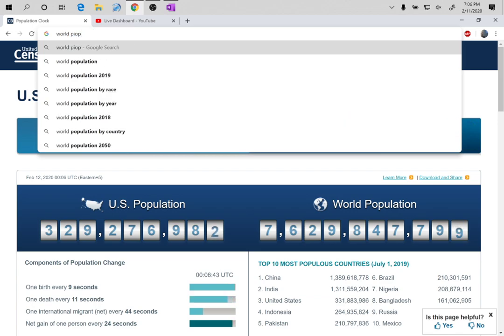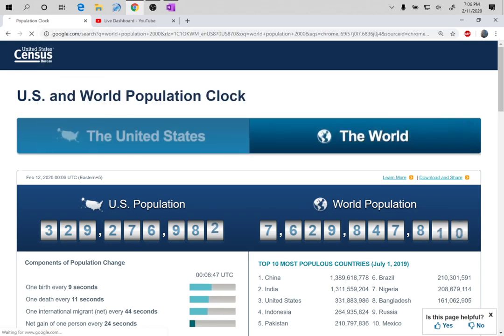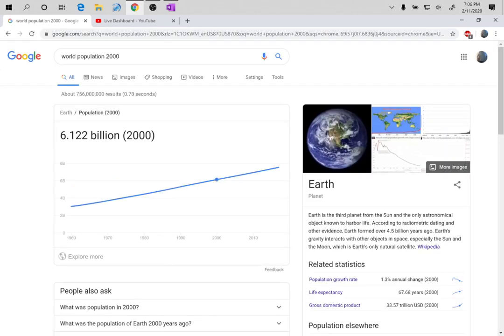World population 2000. Boom. 6.12 billion.